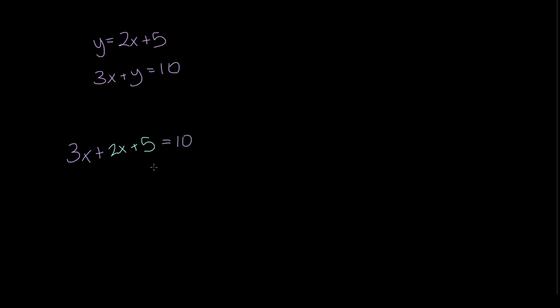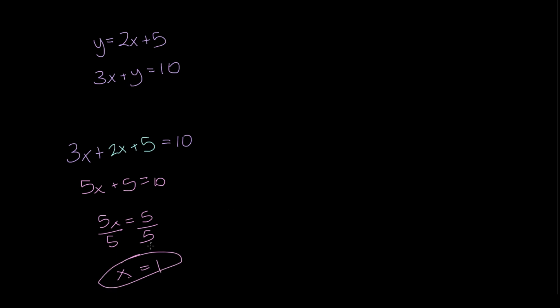Now we can combine like terms and solve for x. Doing this, we'll get 5x plus 5 is equal to 10. So 5x is equal to 5, and if you divide both sides by 5, you're going to get x is equal to 1. Now that you have one of the coordinates, what you're going to do is plug this x is equal to 1 into the first equation.